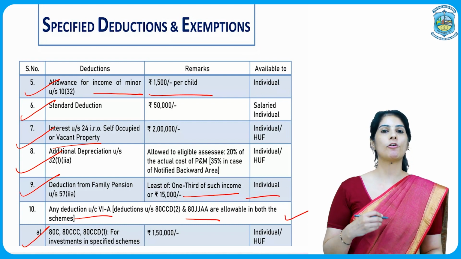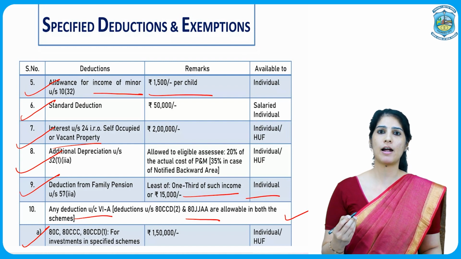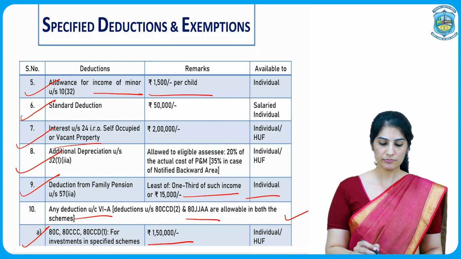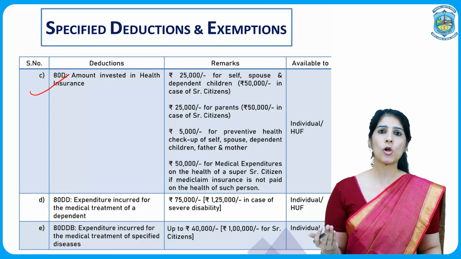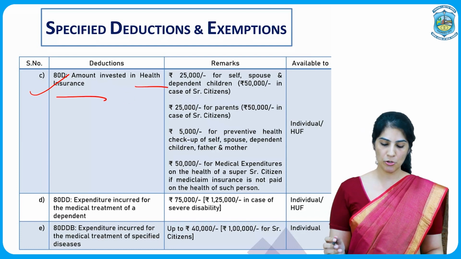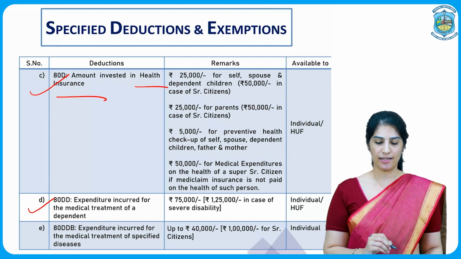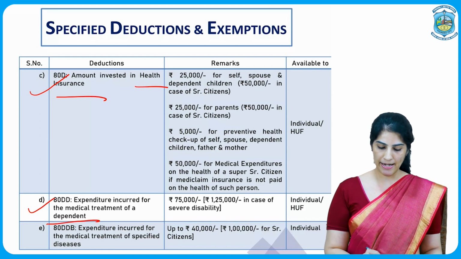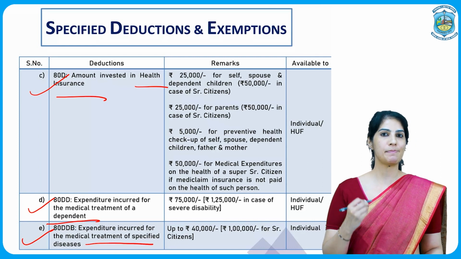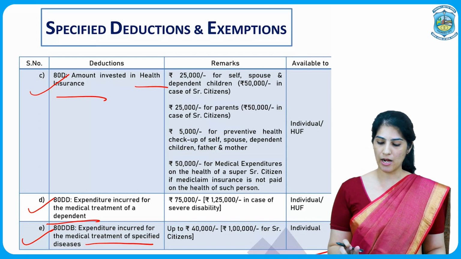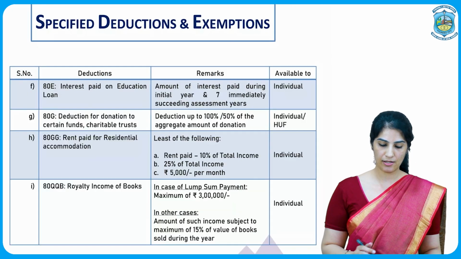80C, which is applicable for life insurance premium, public provident fund, investment, again in the new tax regime is not allowed. 80D, which is again very commonly used and claimed for health insurance, is blocked in the new tax regime. 80DD, that is expenditure incurred for the medical treatment of a disabled dependent, and 80DDB, which is applicable for medical treatment of a specified disease, again both are available for individuals but not allowed under the new tax regime.